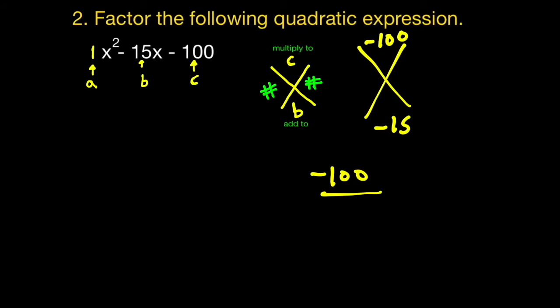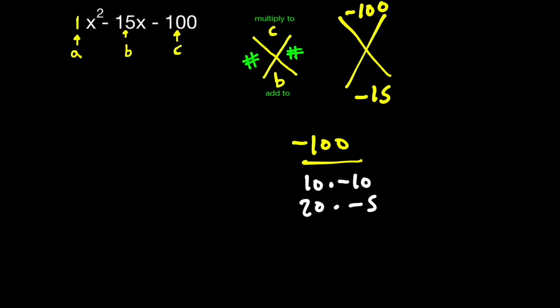So here I can begin with 10 times negative 10, 20 times negative 5, and actually you can also play around with the signs. So for this one, we can count negative 20 times positive 5 as a different pair. Let's do one more, 1 times negative 100. Now I'm going to check and see if I found one that adds to negative 15.